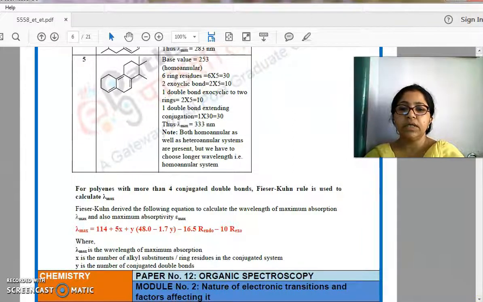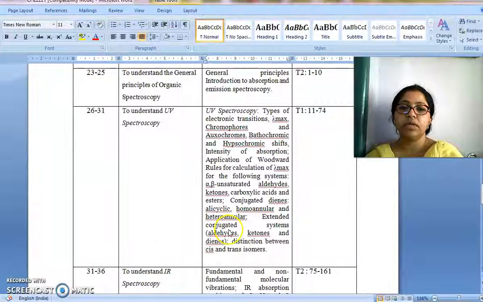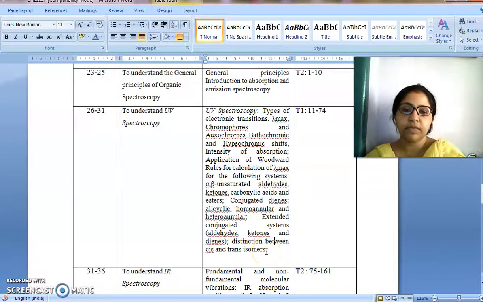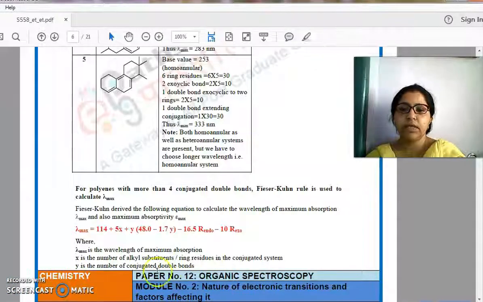This is not in your syllabus, so we will not go into that. For double bonds, if you go to the extended conjugated system, cis and trans isomers, I think I have discussed this part. Extension of conjugated systems, let me check this part again.